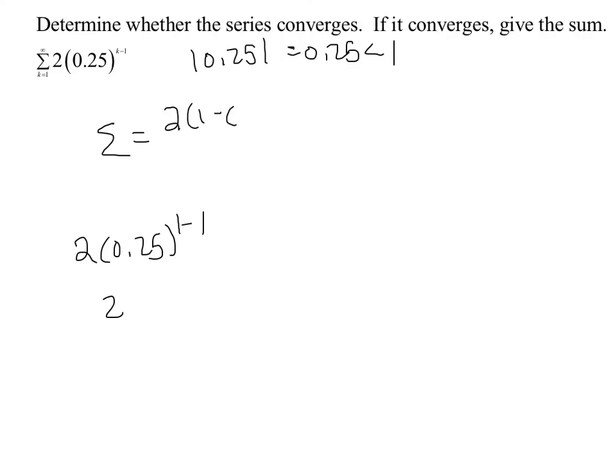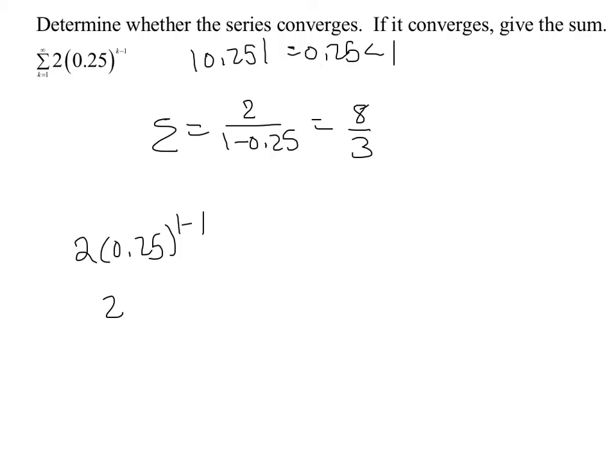1 minus r. Oh, no. I'm thinking the big one, sorry. It's just the first term divided by 1 minus r, because we're doing infinite here. So 2 divided by 0.75. The sum is 8/3.